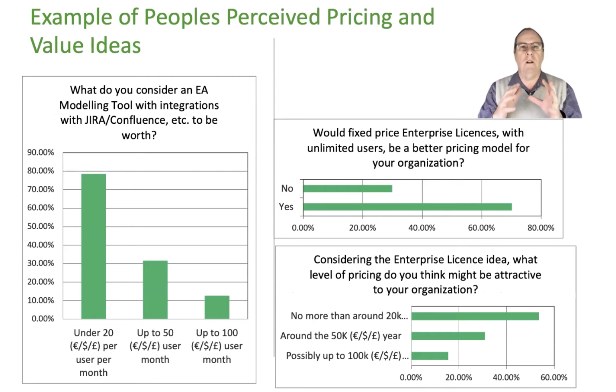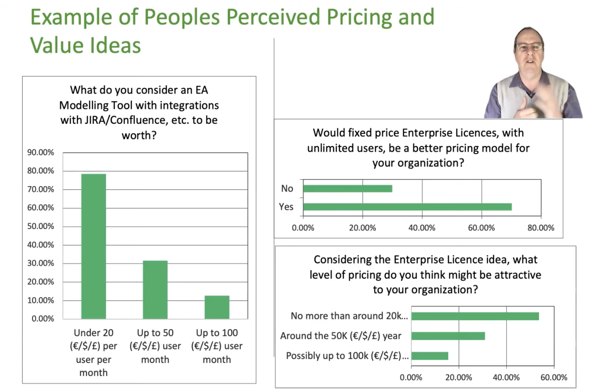So looking at that issue of pricing, and very much more around perceived pricing and value ideas, one of the questions that I was looking at recently was asking people, well, hey, if you had your modeling tools, so not a broad area, but specifically an EA modeling tool, and you had your integrations with that ecosystem around Jira, Confluence, etc., what do you think that you'd be willing to pay for that?